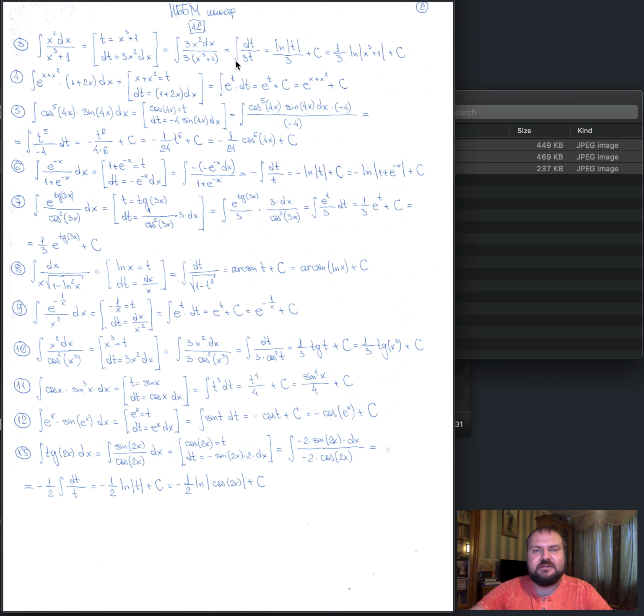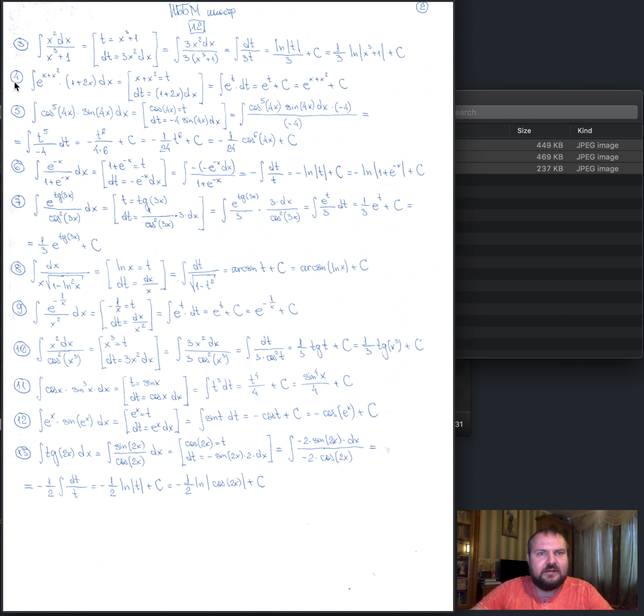We know this answer. The integral would be 1 by 3 logarithm of the absolute value of t. And we make an inverse replacement, it will be 1 by 3 logarithm, where t is equal to x cubed plus 1, and write a constant.